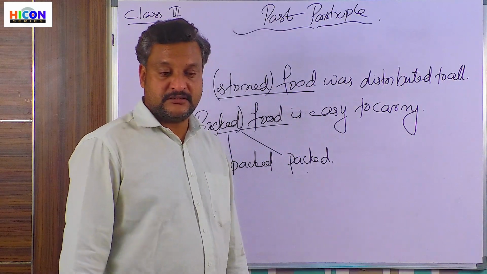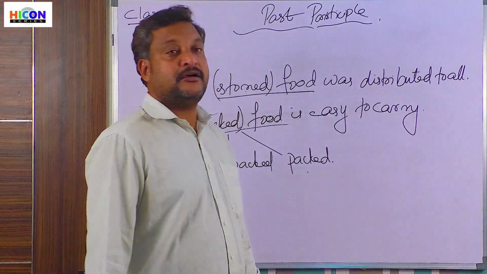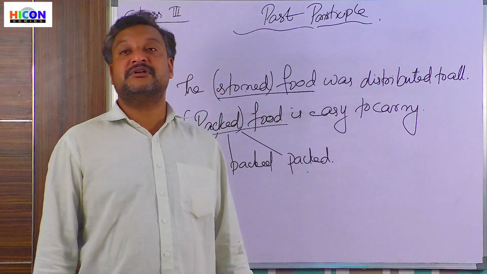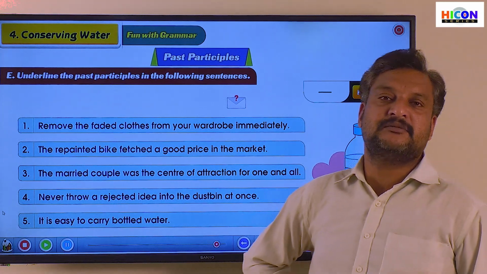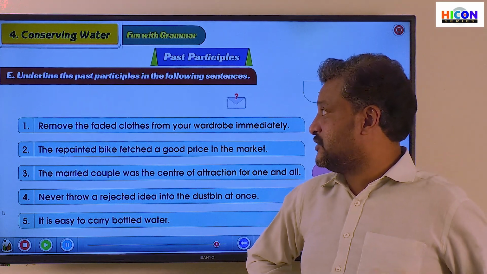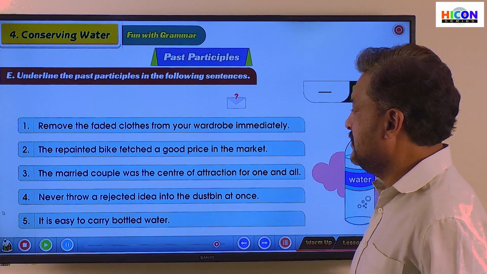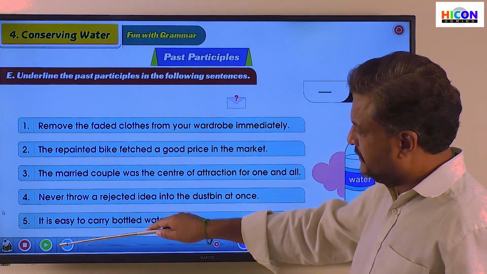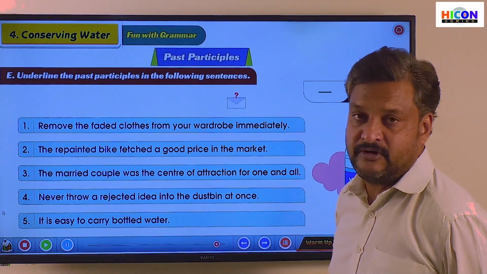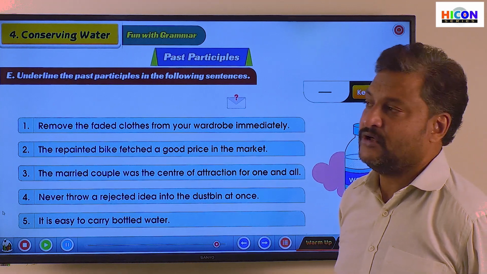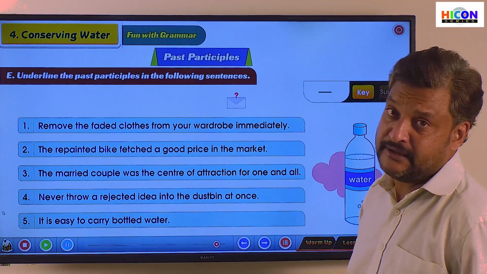Okay, right? So now we have got 5 sentences given there, of which we need to identify the past participle form of the verb. In Fun with Grammar, we have learned about the past participle form of the verb also, isn't it? So now here, underline the past participles in the following sentences. In all these 5 sentences, there are past participle verbs. So what we need to do now is identify the past participle form of the verb used in these sentences and underline them, right?